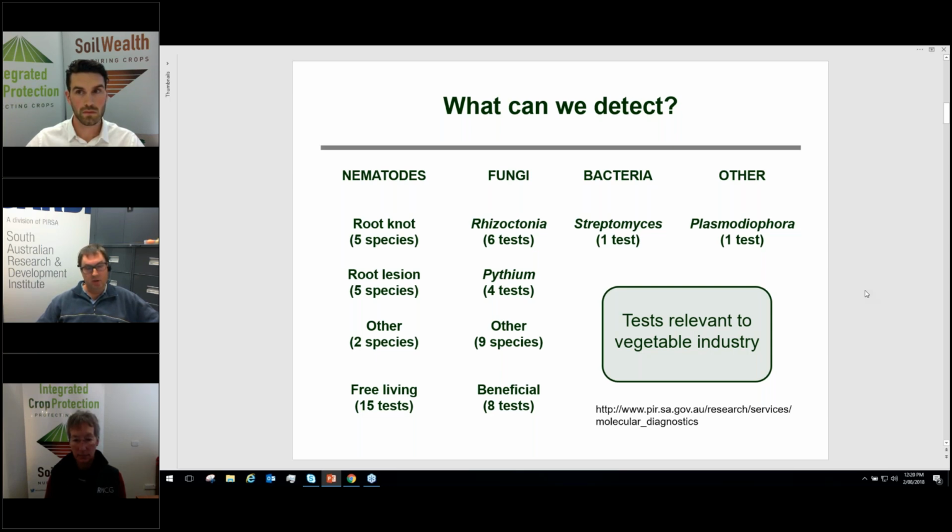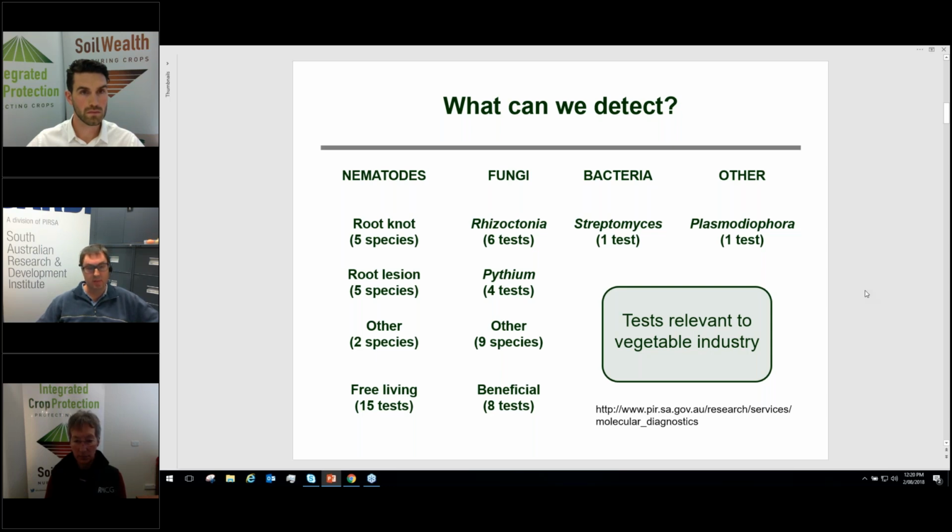But specifically to vegetable crops, I'll go through, say, the nematodes. We have 5 different tests for root knot nematodes, which gives us very good coverage of root knot nematodes in Australia across pretty much all areas, all crops, right? So we've got very good coverage for that. For root lesion nematodes, we have 5 different species tests relevant to horticulture. We do have a couple of broadacre ones as well. In the southern cropping regions, we have pretty good coverage. As you move further north, there are a couple of species that we don't currently have tests for that may be important for certain crops.